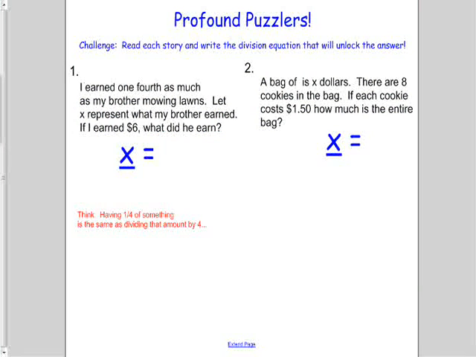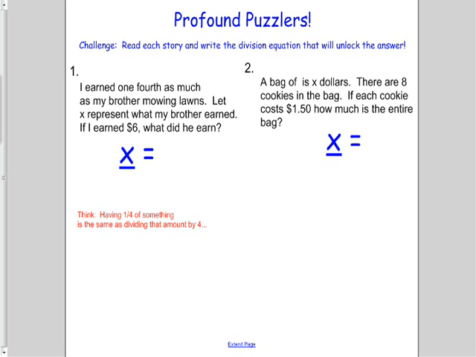Nice job. All right, the other thing I'd like you to do with your partner is these profound puzzlers. Let's practice story problems with a partner really quick here. Number 1, I earned 1/4 as much as my brother mowing lawns. Let X represent what my brother earned. If I earned $6, what did he earn?